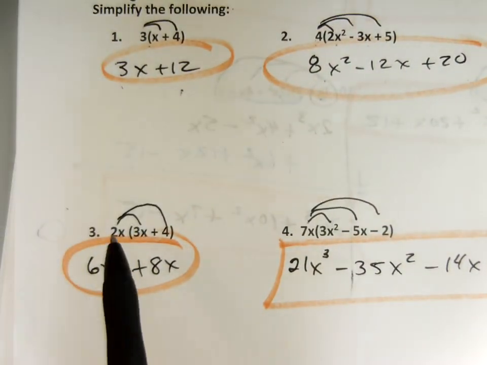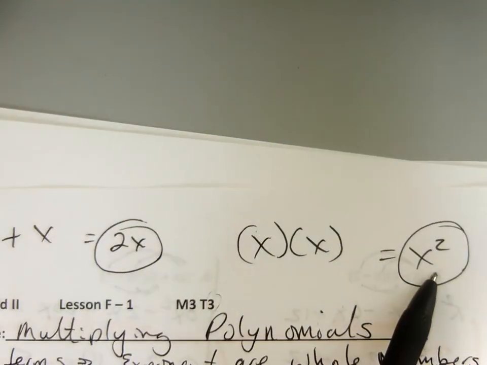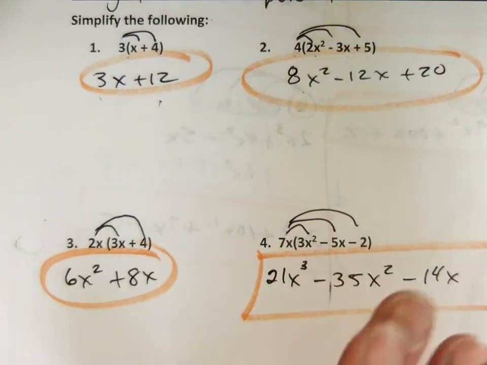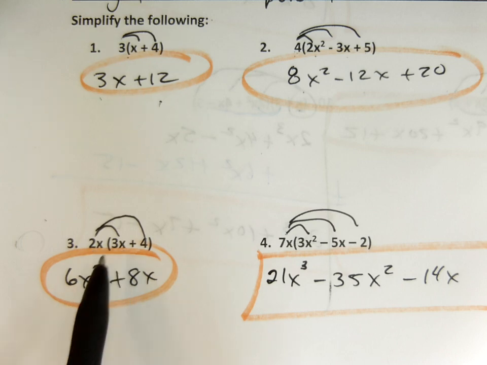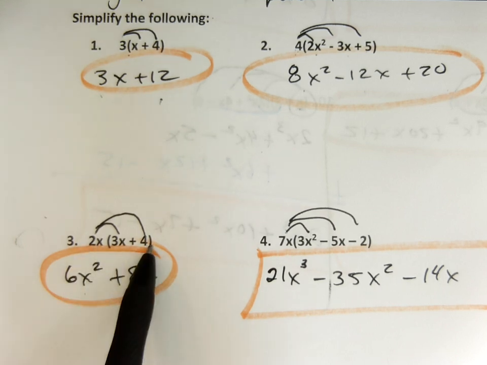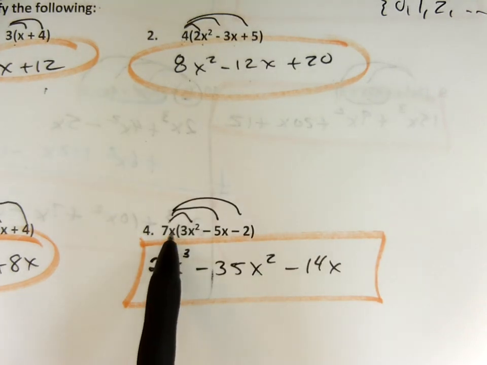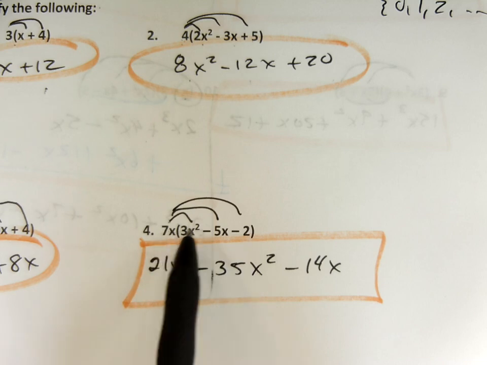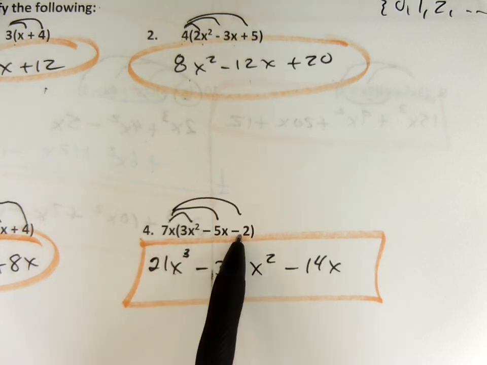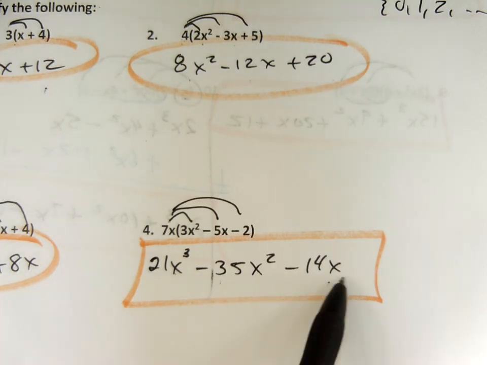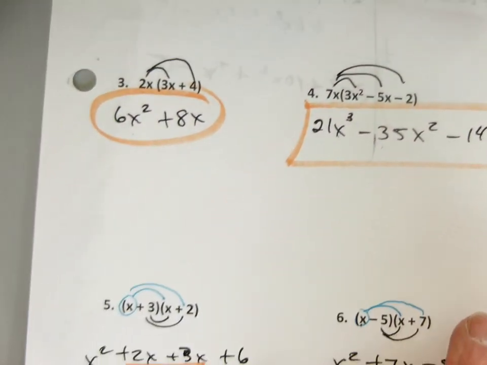Okay, same thing. And we do know that x times x is x squared. We know that. So 2x times 3x is 6x squared. 2x times 4 is 8x. That's all. Can't add them. 4, we're just multiplying. Okay, add exponents. We get a 21x cubed minus a 35x squared minus a 14x. And they're all different terms, so you can't add them. That's it.